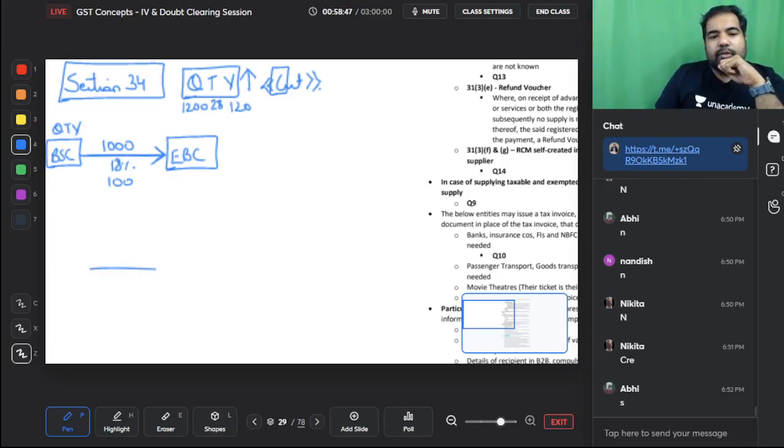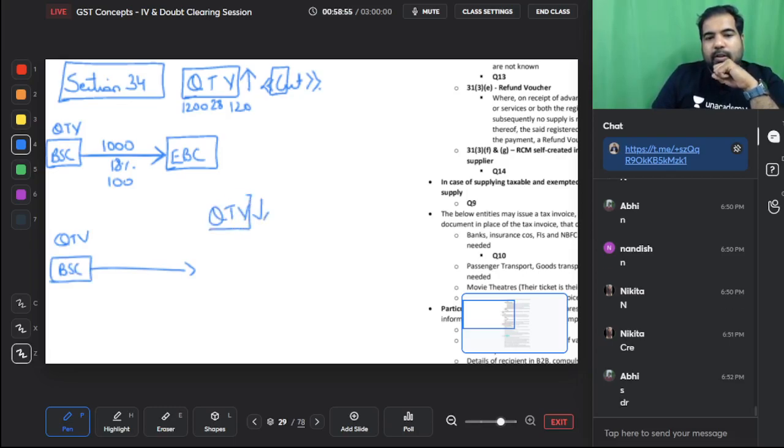But what if the QTV is low, guys? For some reason the QTV is low, then you'll have to increase it. Increasing the QTV means increasing the GST, which is dangerous. D for dangerous, D for debit note.